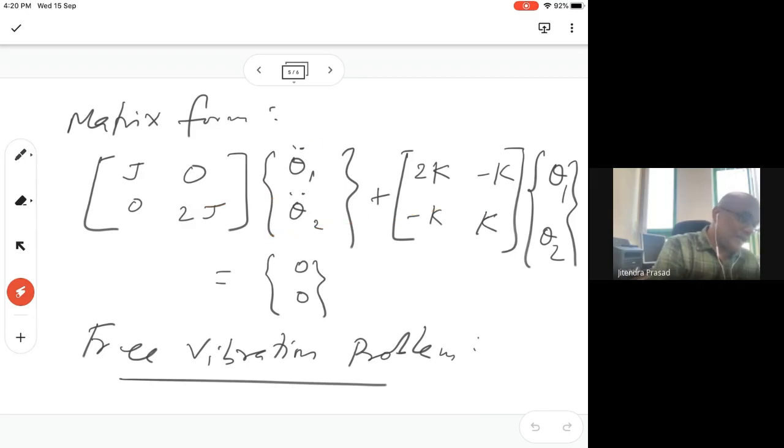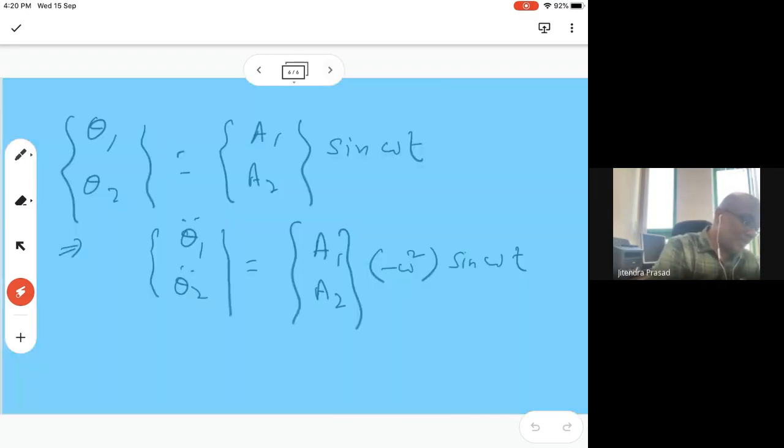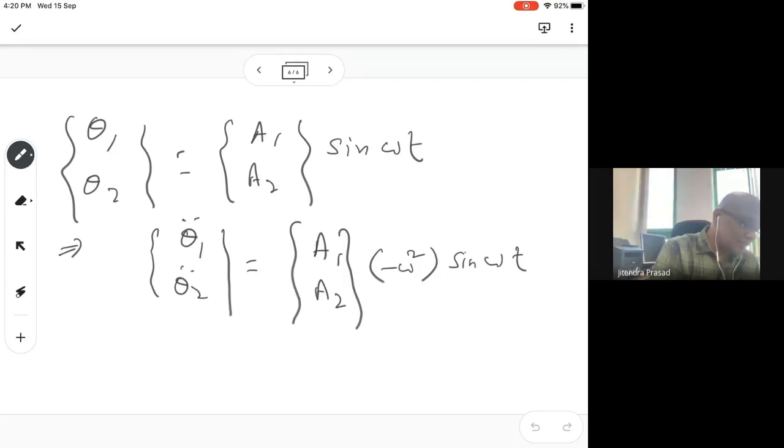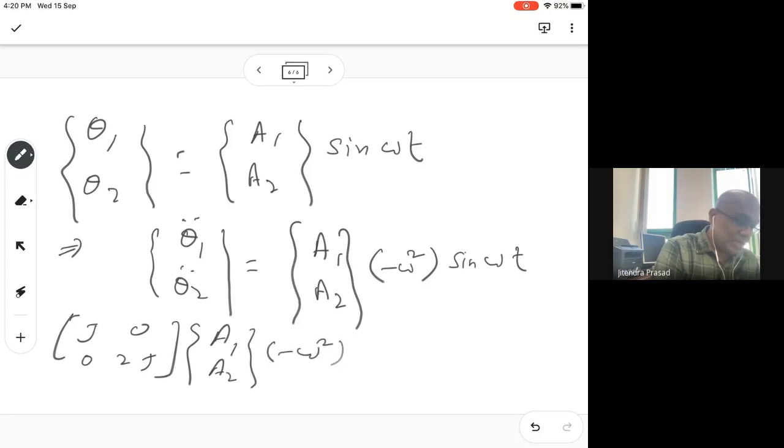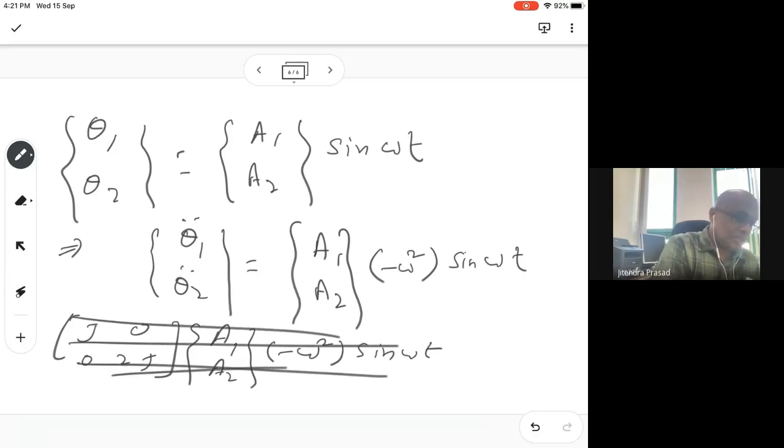Okay, so here if you put, what do we get? We get J 0 0 2J, and then we have A1 A2, minus omega square sine omega t. Yeah, so this is one part, plus. Maybe we write on the next page, because we don't have space, so let's go to the next page.